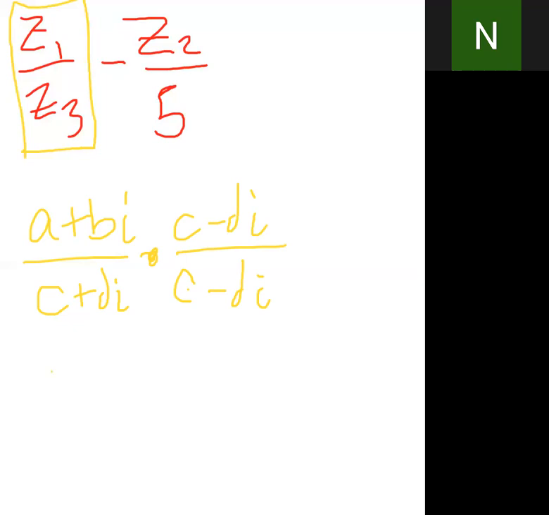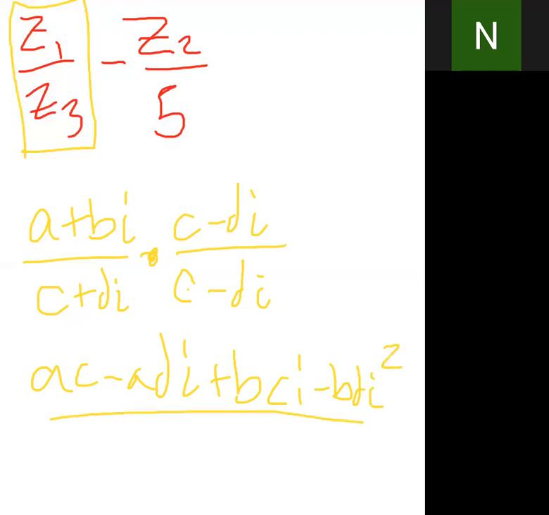So on the top, we're left with AC minus ADI plus BCI minus BDI squared. All of this is going to be divided by C squared minus CDI plus CDI minus D squared I squared. So in the denominator, like the part that I'm trying to get at, this here cancels out because they are opposite.